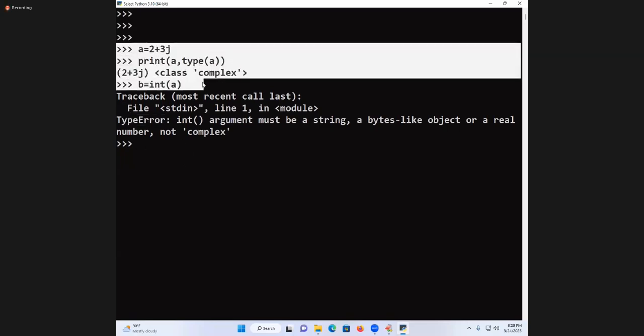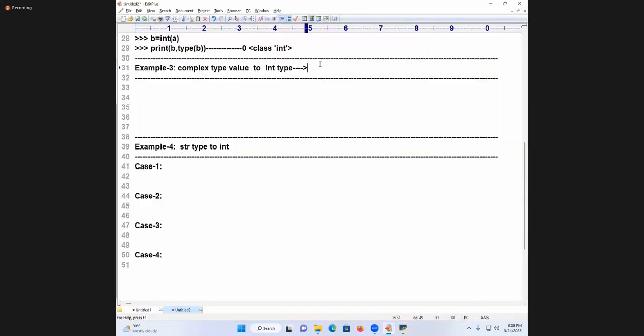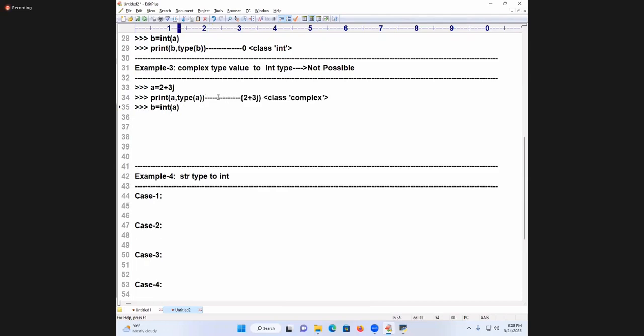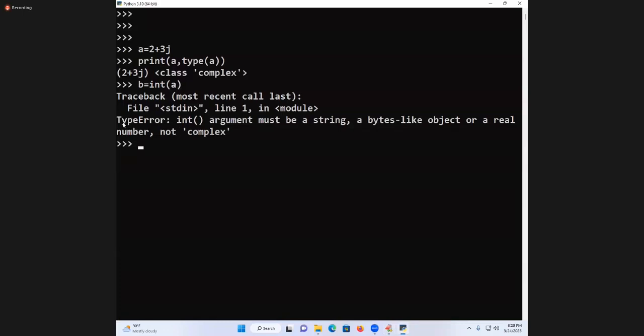So is it possible to convert a complex number into int? Not possible. Did you understand the reason also? A complex number is a combination of what? Real part and then imaginary part. Imaginary part and real parts are going to contain what?